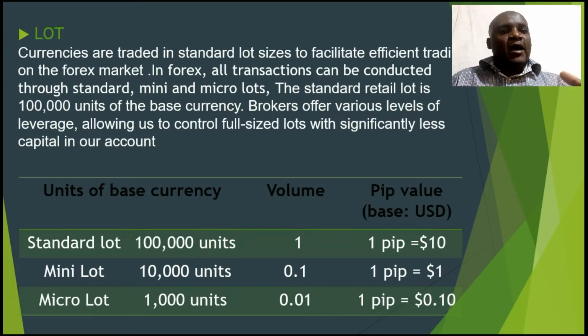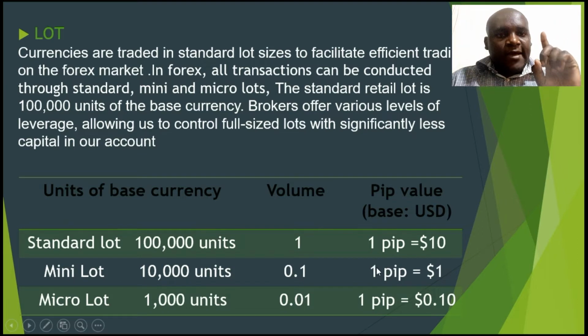When I open a standard account with a broker, I am going to be offered 100,000 units per one lot size. When I open a mini account with a broker, it's going to offer me 10,000 units of lot, which is a mini lot. When I open a micro account with a broker, they are going to offer me 1,000 units of lot, which is a micro lot.